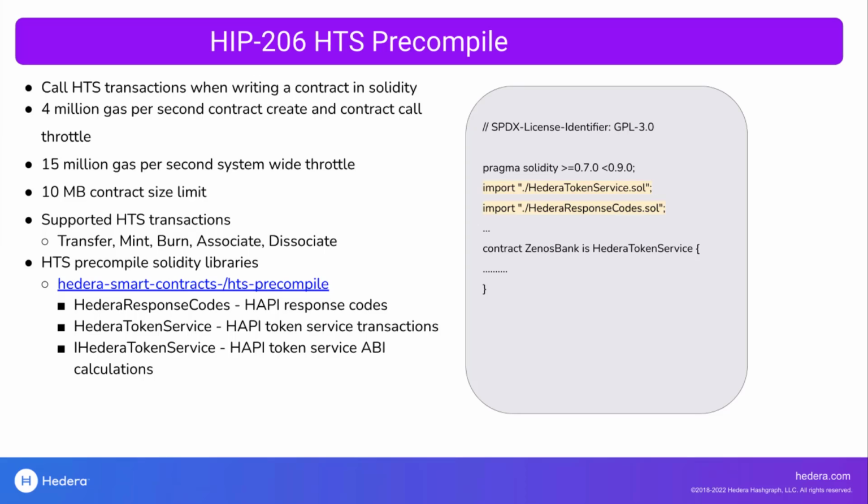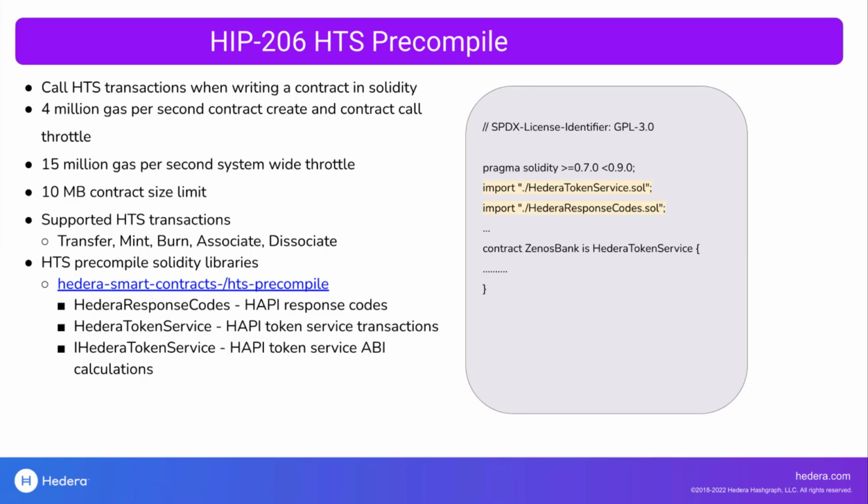So let's talk about what HTS Precompile is. HTS Precompile is the ability to call Hedera token service transactions in your Solidity smart contract. We currently support 5 transactions today: transfer, mint, burn, associate, and dissociate.